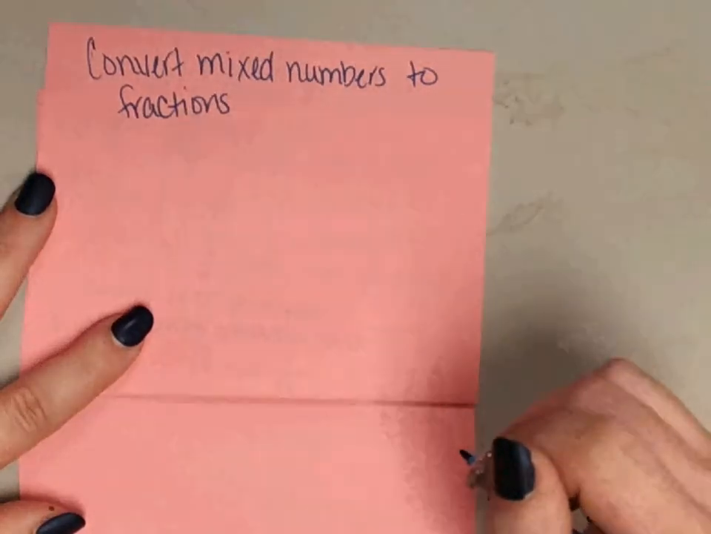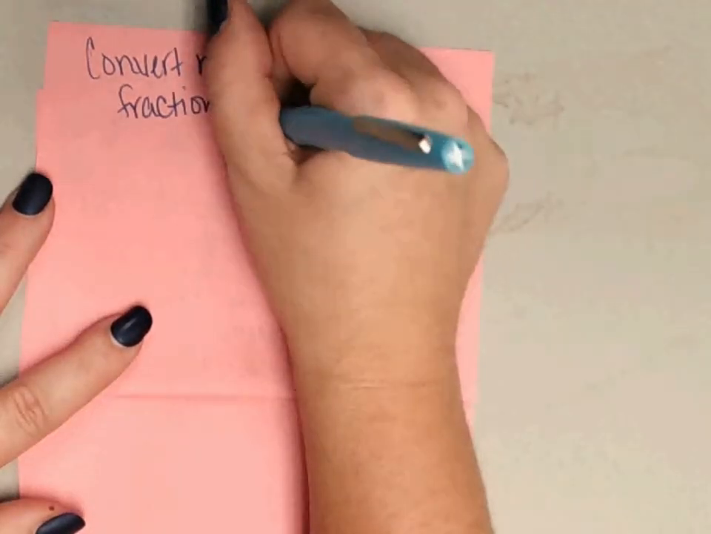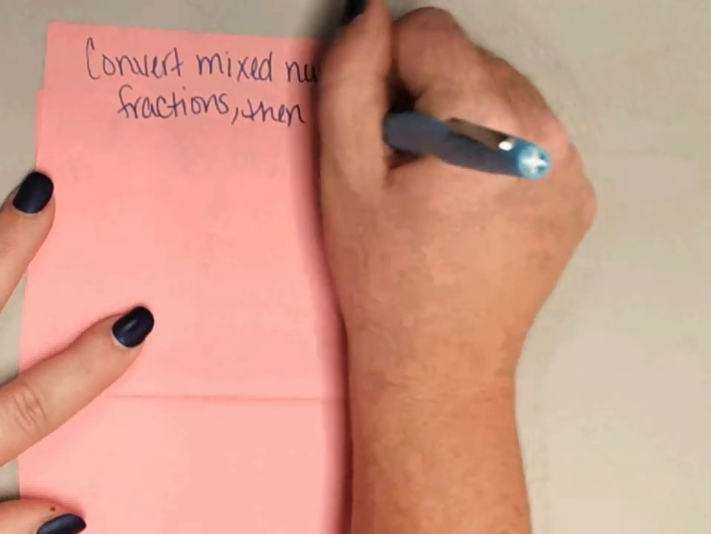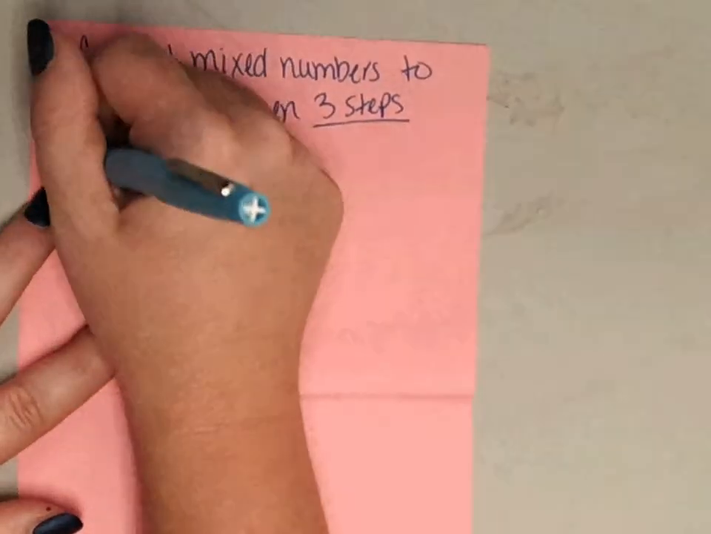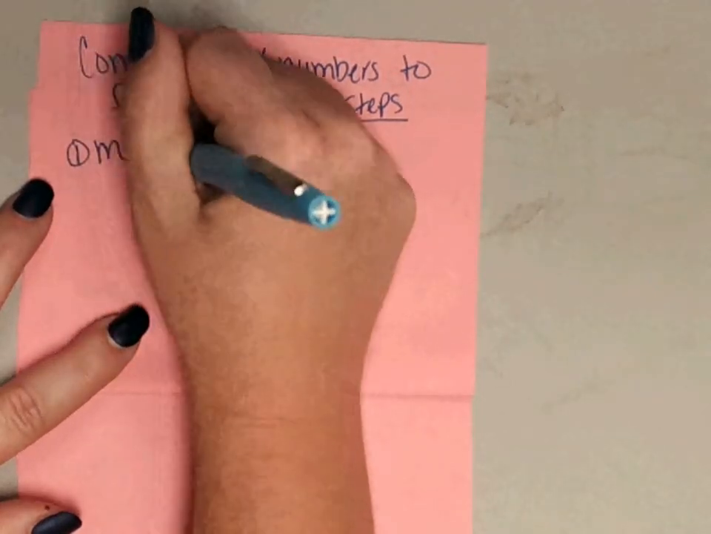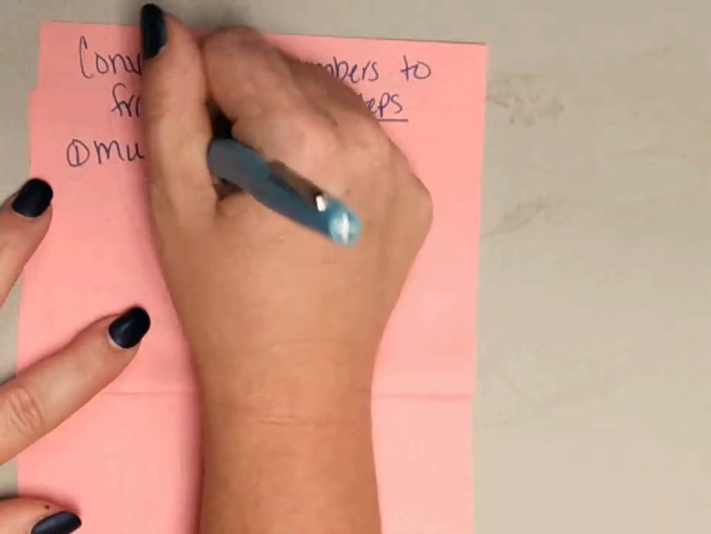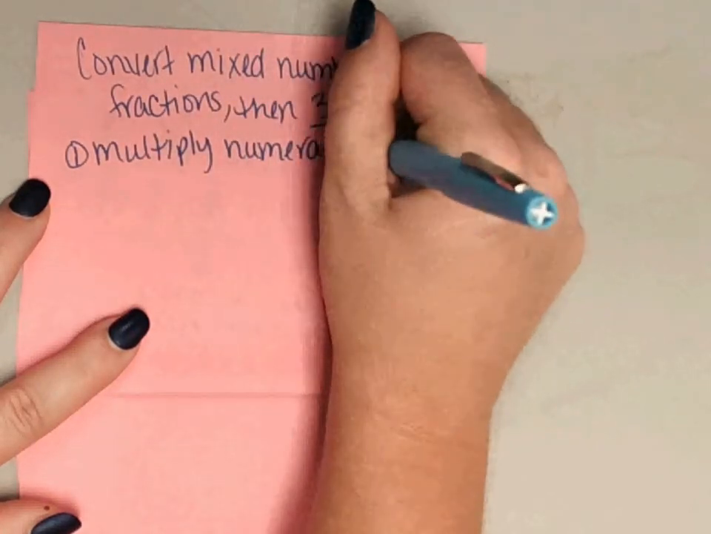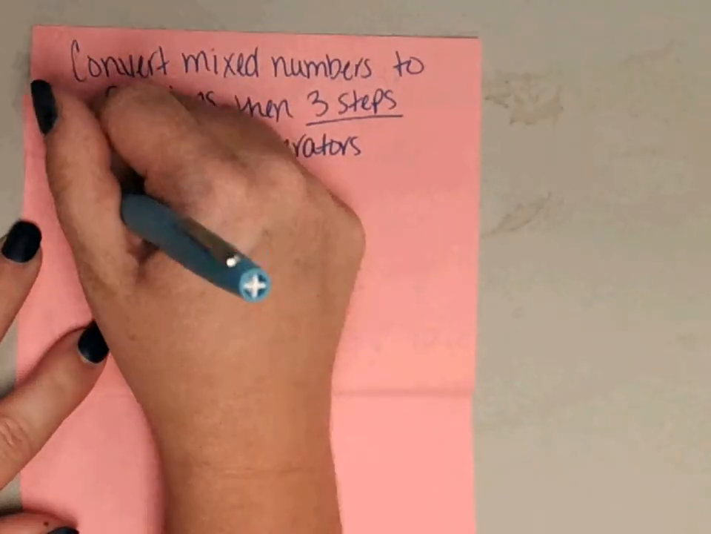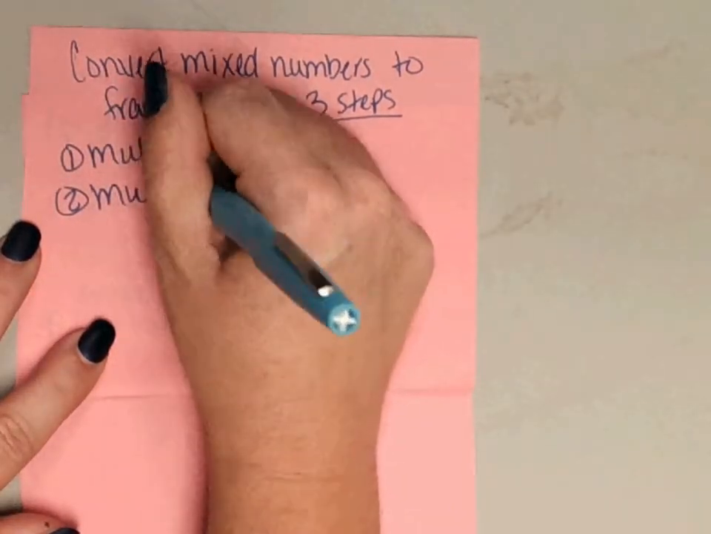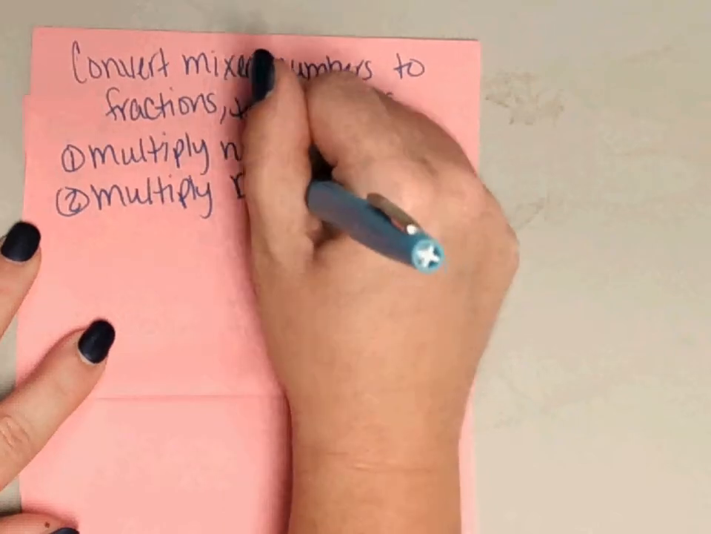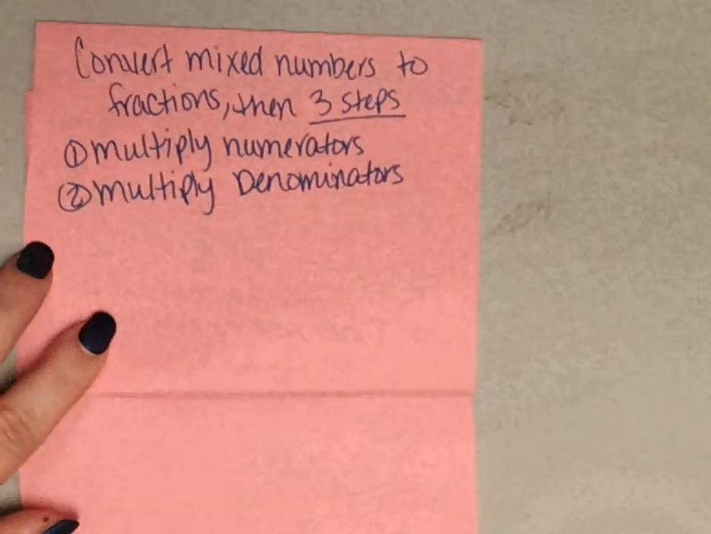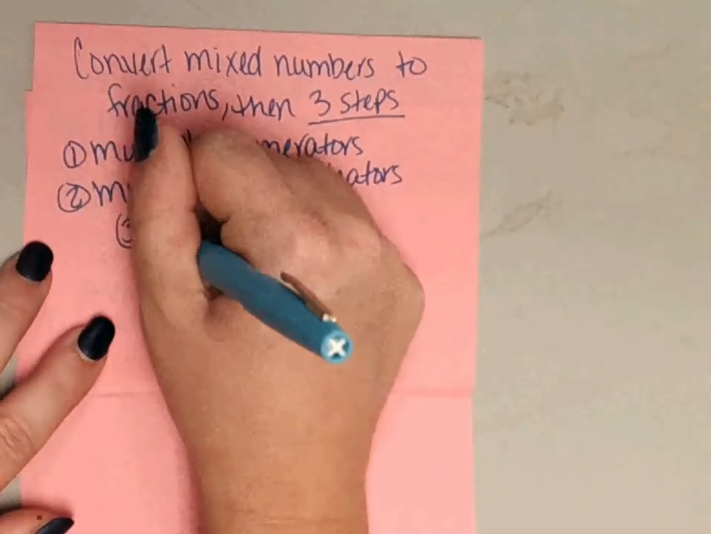Once we have them both as fractions, then we do the three steps. Hopefully you remember our three steps from the last video. Our first step is to multiply numerators. Our second step is to multiply denominators. And then our third step is always to simplify.